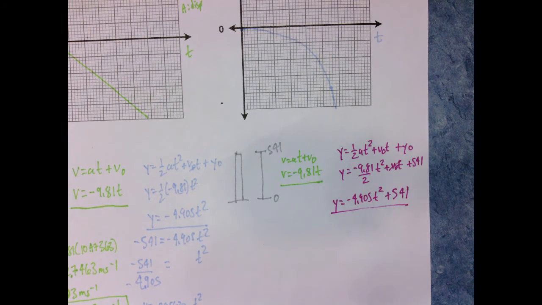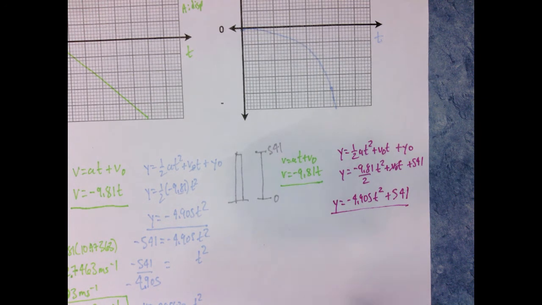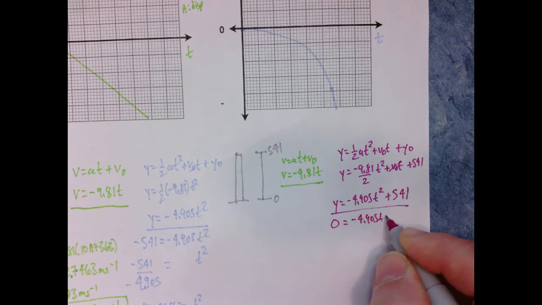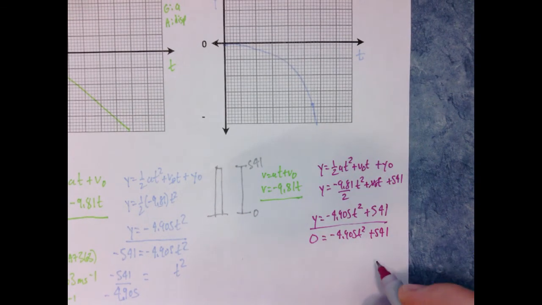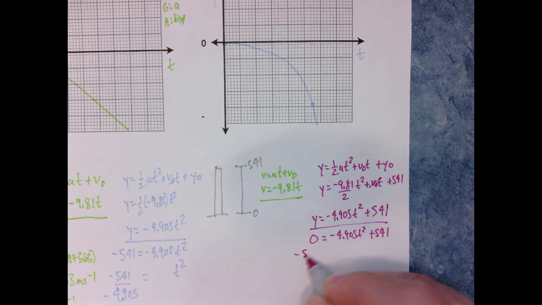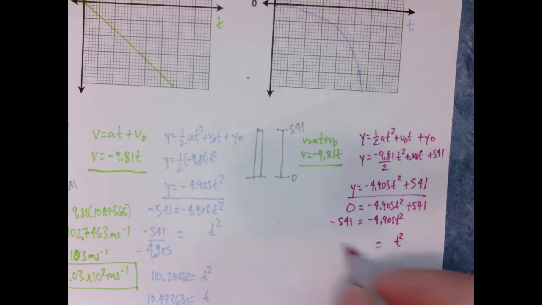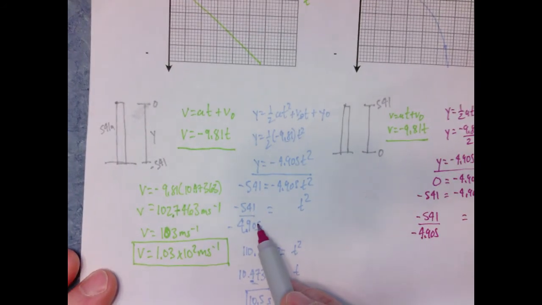So now we could set about solving this. Upon impact, the position will be 0. So we substitute in 0 for y, and we get negative 4.905 t squared plus 541. Solving for t, we're going to subtract 541 from both sides, and we get negative 541 equals negative 4.905 t squared. T squared then would be equal to negative 541 over negative 4.905. And if you notice, that's exactly what we have over here.